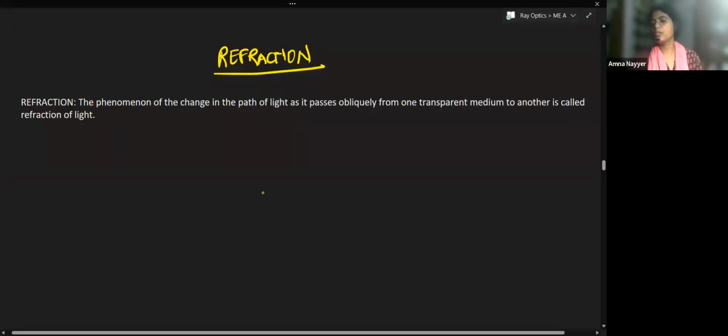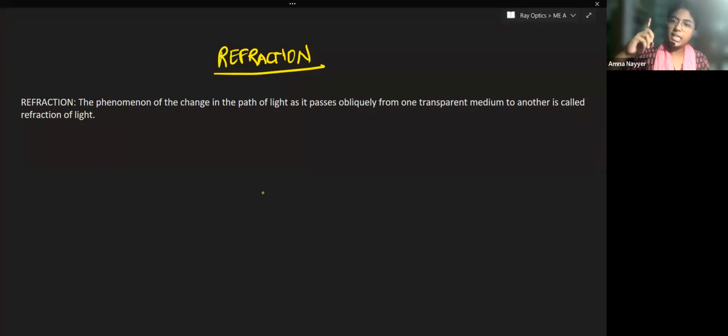So reflection was over in the last class. Now we have to start with refraction. The refractive index has already been covered. Just revise it once. We'll start with the actual phenomena of refraction. So refraction is basically the change in path of light.